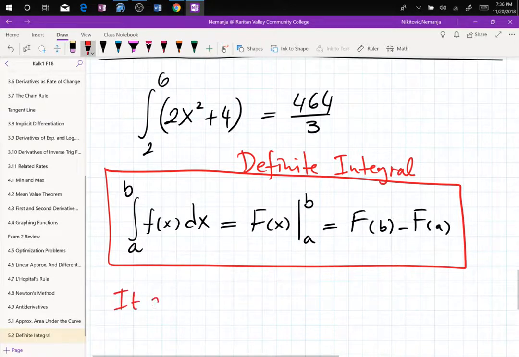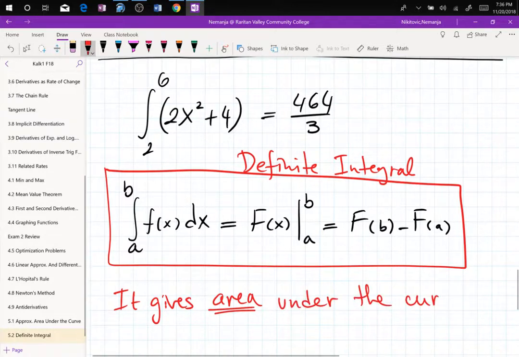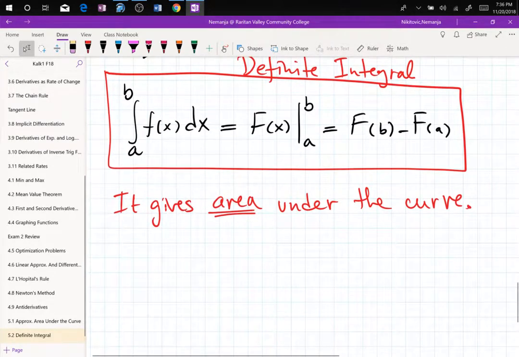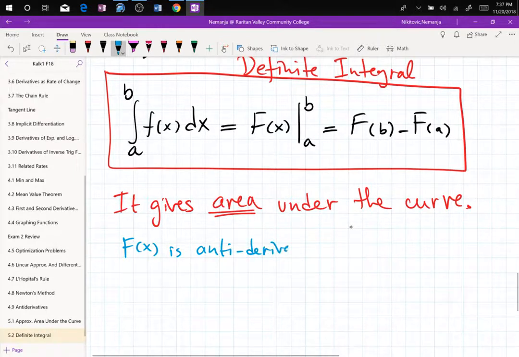It gives area under the curve. Capital F of x is the antiderivative. And you know how to find that one from previous class.